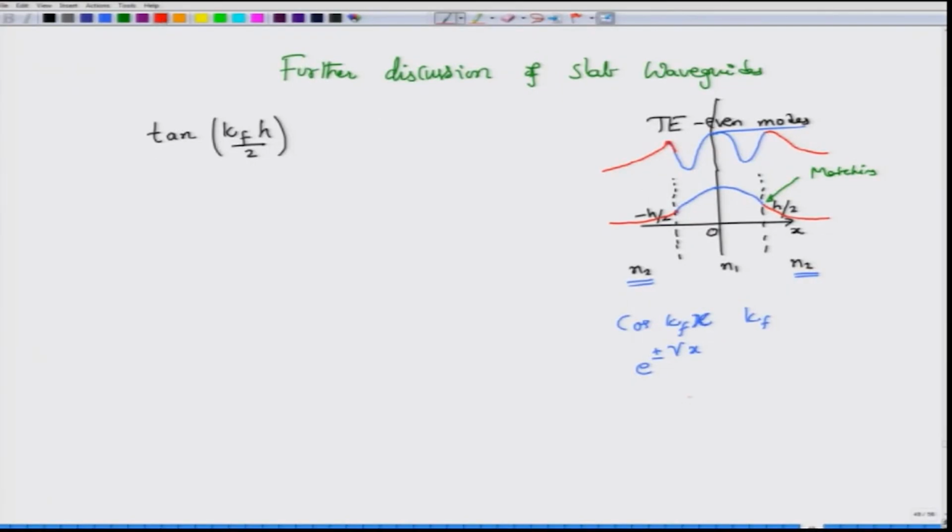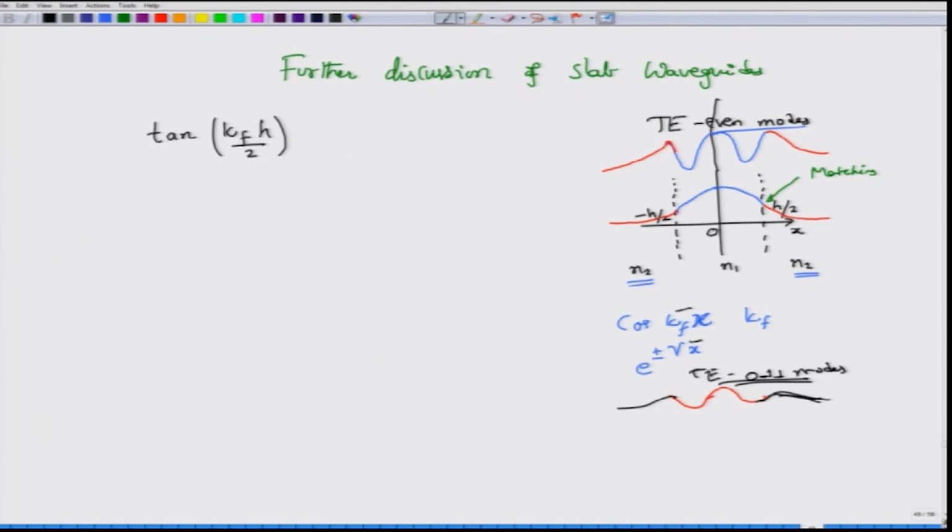The odd modes would essentially be like a sine kappa f x, right. So, they would actually go like this. So, you have the odd one, and then outside it would decay in the substrate as well as in the cover region. So, this would be the TE odd modes. I am not nice in sketching all these things, but it is essentially cosine and sine functions. Outside it is the exponentially decaying functions. Okay. So, if you can use MATLAB or any other software that you are comfortable with, you can actually keep sketching all these modes, except of course that you need to know what is the value of gamma, and you need to know what is the value of kappa f.